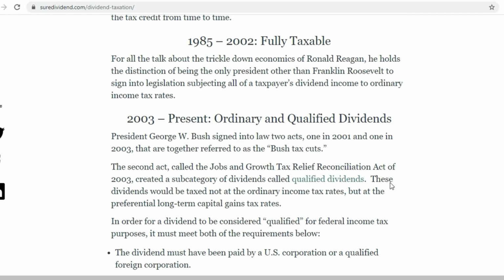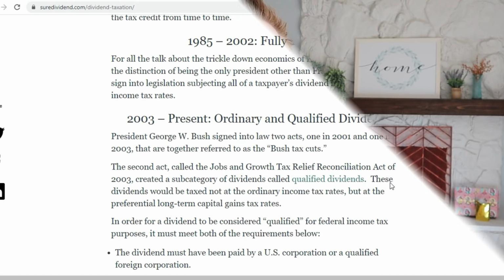And then the big change here happened in the year 2003 in conjunction with President George W. Bush signing into law the Bush tax cuts. One tax law was signed in 2001, the other in 2003. The second one was called the Jobs and Growth Tax Relief Reconciliation Act of 2003. And this is where they differentiated between qualified dividends and ordinary dividends. And we're going to talk more about ordinary versus qualified dividends here very shortly in this video.